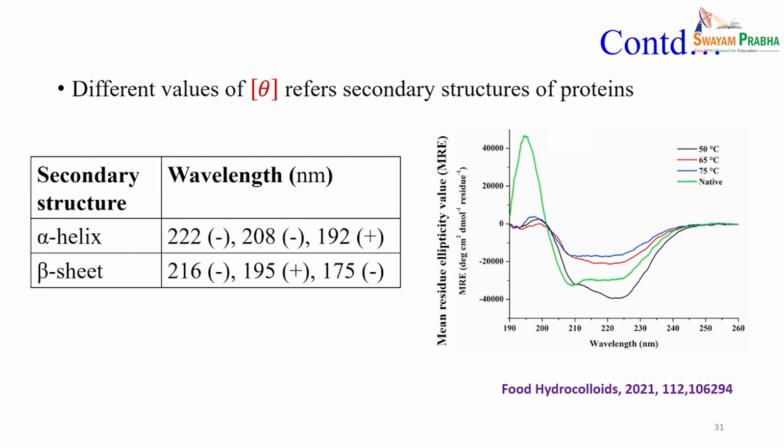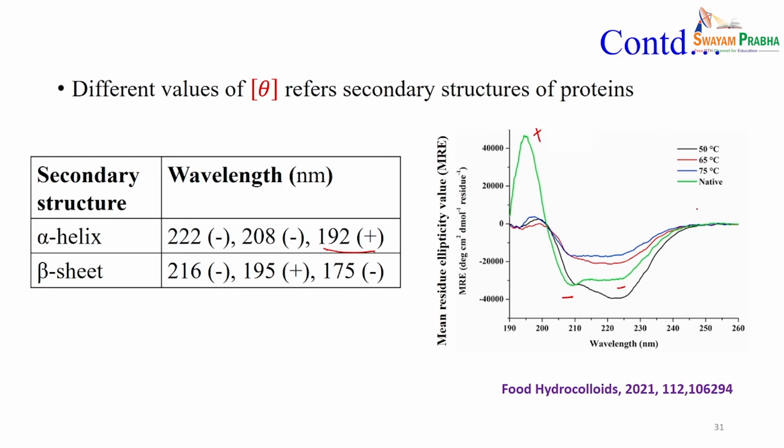And this is a result: you can see this is native albumin, which has a positive peak at 192. Positive means plus sign. So, for alpha helix we have a positive peak at 192 and two negative peaks, one at 208 and one at 222.